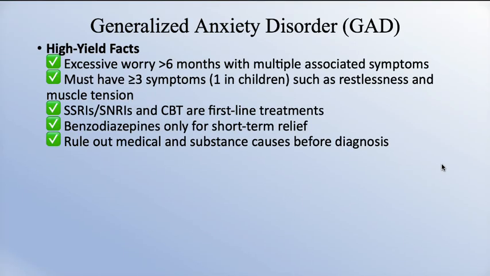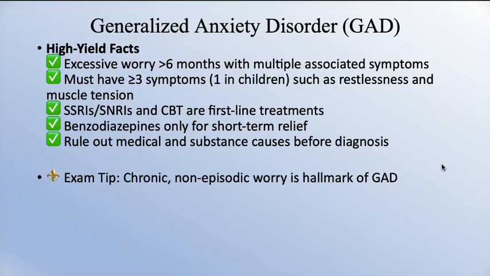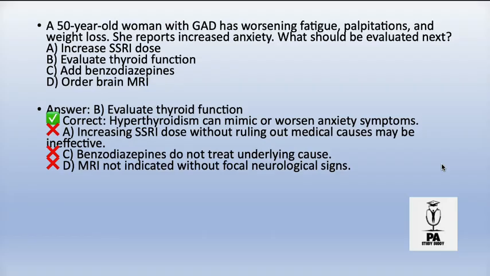And a high yield review to summarize everything: with generalized anxiety disorder, you're going to look for somebody who has excessive worry that is lasting greater than 6 months with multiple associated symptoms. They must have 3+ symptoms, such as restlessness and muscle tension. You're going to treat them with an SSRI and CBT as first line treatment. Benzodiazepines are only used for short term relief, and you should rule out medical and substance causes before diagnosing. So chronic non-episodic worry is the hallmark of generalized anxiety disorder.